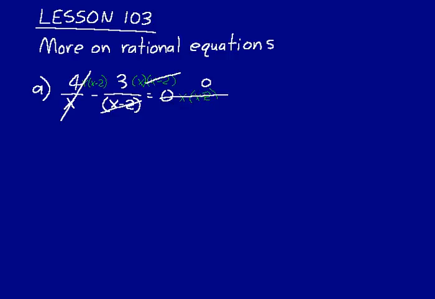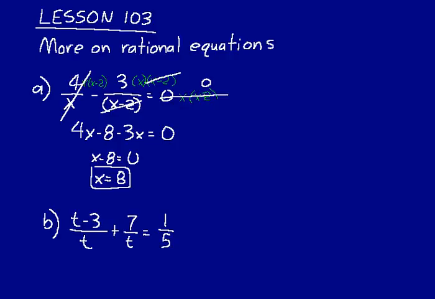So now we can go ahead and simplify. 4 times x minus 2 is 4x minus 8. Minus 3 times x is minus 3x, equals 0. Simplify on the left by adding like terms, and we have x minus 8 equals 0, and then x equals 8. So just like we did back in lesson 78 when we had integers in our denominators, we multiply every term by the least common multiple of the denominators, and that gets rid of the denominators.